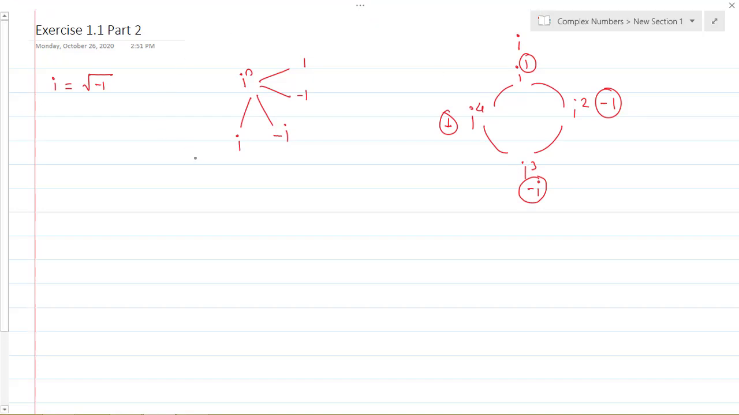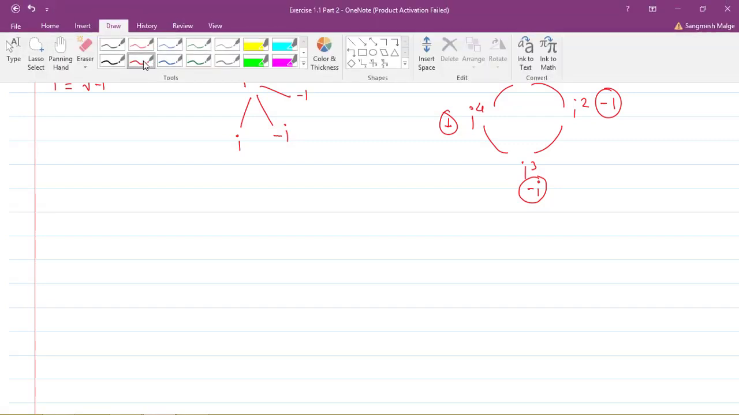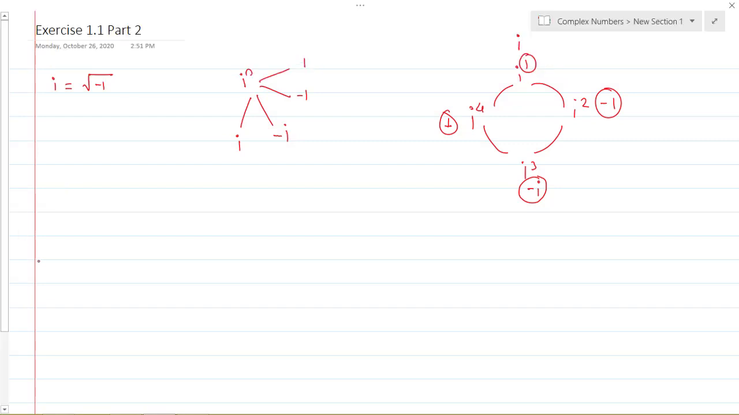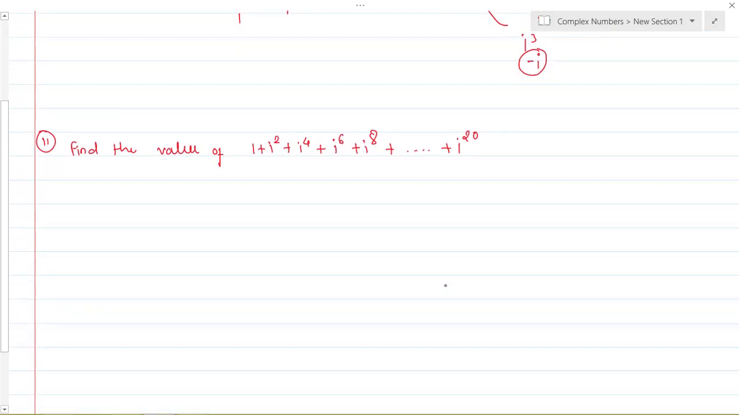Let's continue with exercise 1.1. In this video we will be covering 5 questions. The first question is the 11th question. It says, find the value of 1 plus i squared plus i to the power 4 plus i to the power 6 plus i to the power 8 plus dot dot dot plus i to the power 20. We have to find the value of this.